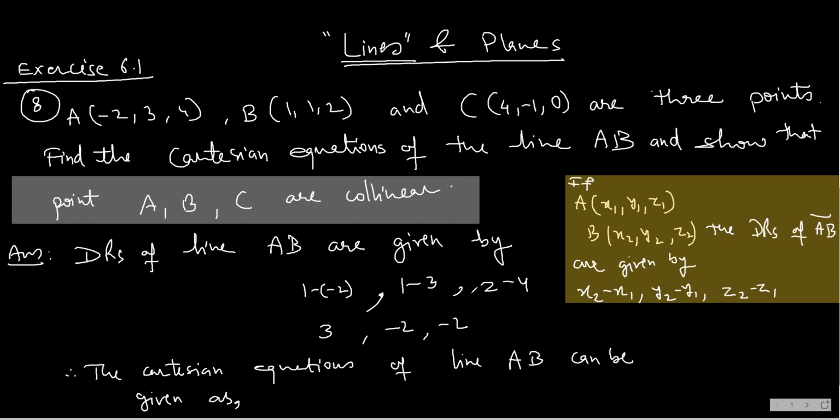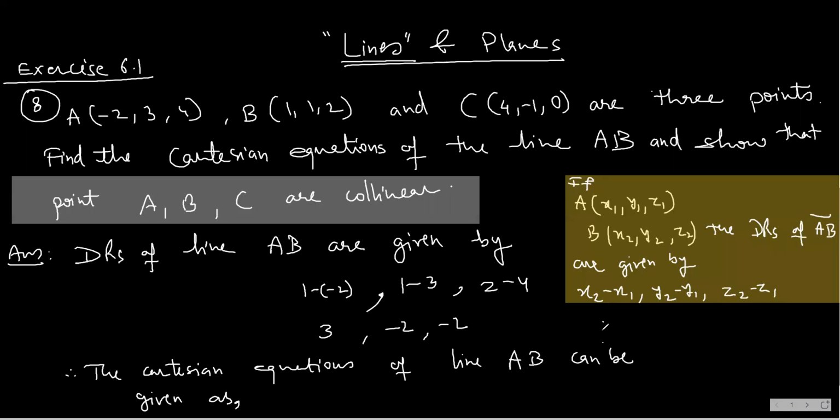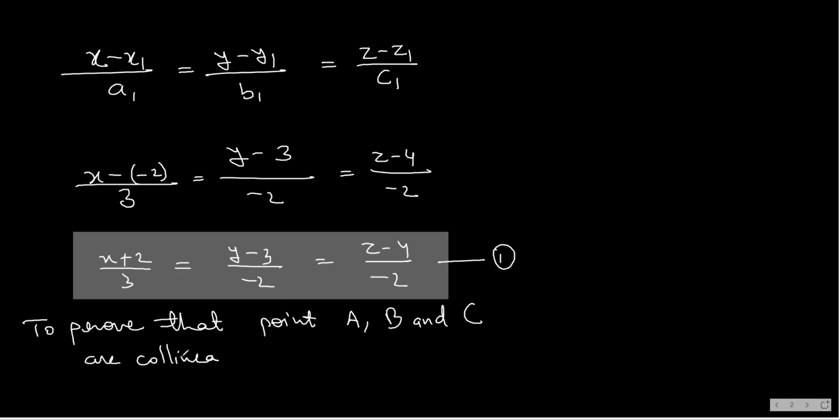Okay. We will go for the second part, to prove that points A, B and C are collinear. I will write here: to prove that points A, B and C are collinear.